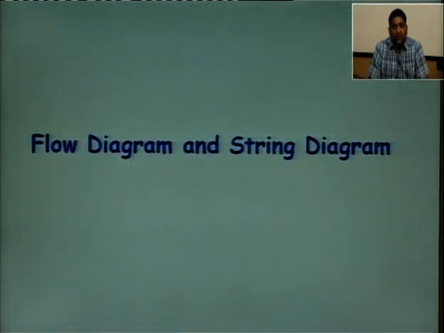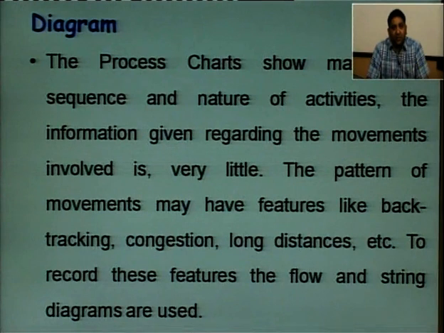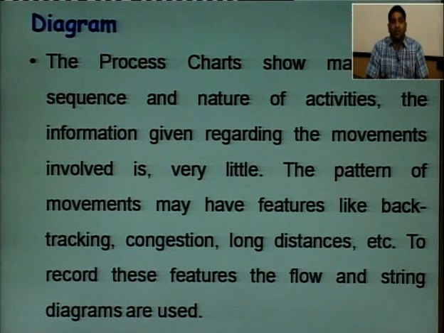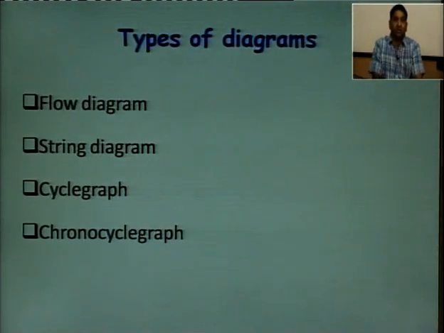Flow diagrams and string diagrams. The process chart shows mainly the sequence and nature of activities. The information given regarding the movement involved is very little. The pattern of movement may have features like backtracking, congestions, long distances, etc. To record these features, the flow and string diagrams are used. Now, types of diagrams: flow diagram, string diagram, cycle graph, chronocyclograph.